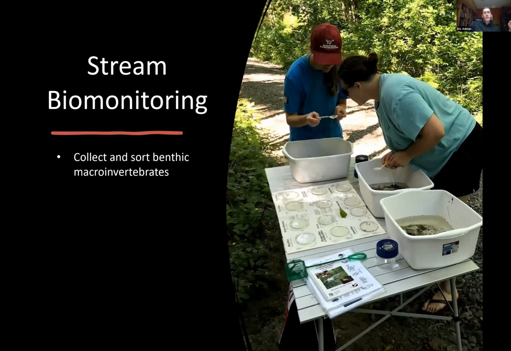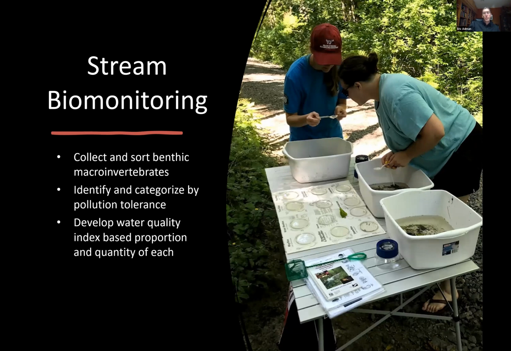Stream biomonitoring. This is where you learn how to collect and sort benthic macroinvertebrates. And then you identify and categorize them by pollution tolerance. And we'll develop a water quality index based on the proportion and quantity that you have of pollution tolerant or pollution intolerant. And I'm doing this class in the springtime this year because this is something that you can do in the summertime. Really, the best time to do this is August through early October.